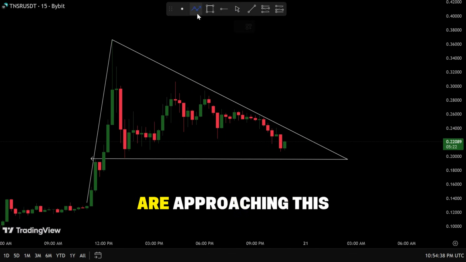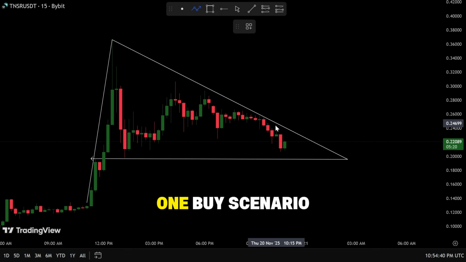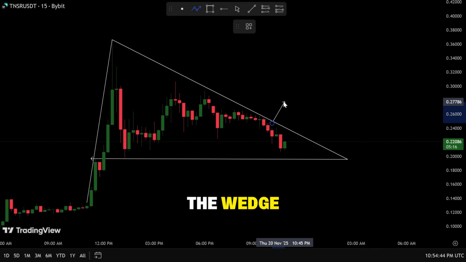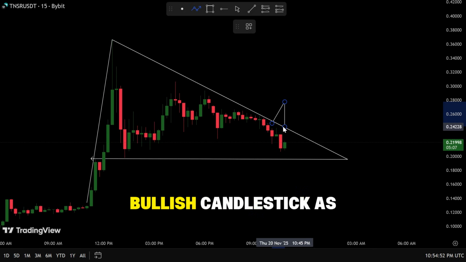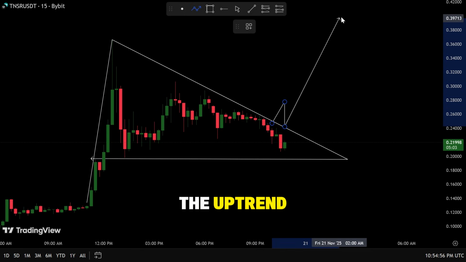Here's how we are approaching this. 1. Buy scenario. If the market breaks the upper trend line of the wedge, buyers are likely to continue pushing the price higher. We will wait for a retest around 0.24 and look for a strong bullish candlestick as confirmation to enter a buy from there, riding the uptrend.